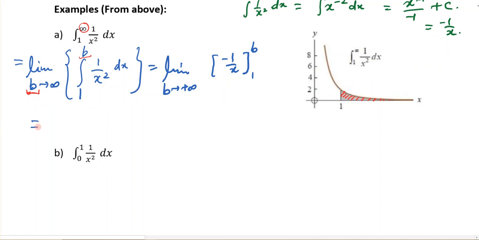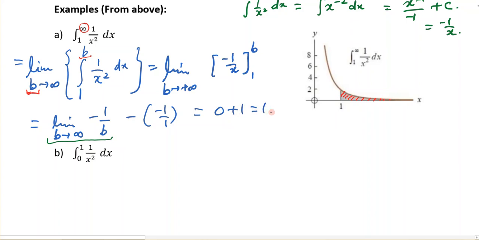So we apply the limits. Limit as b approaches positive infinity of negative 1 over b, and then minus negative 1 over 1. This limit is 1 over infinity, so that is 0. So we got 0, and negative negative is positive, 0 plus 1 is 1. So this area, the shaded area, is equal to 1.